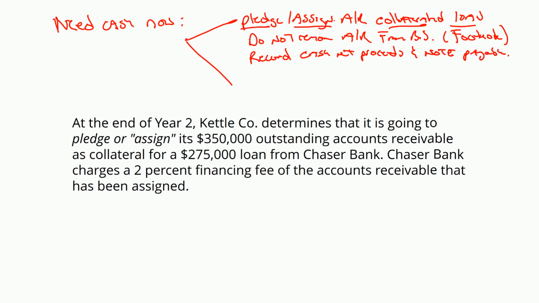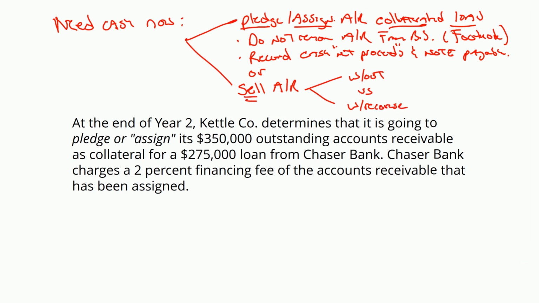So when you pledge or assign accounts receivable, it's a collateralized loan. By pledging collateral, that reduces the cost of borrowing for the borrower. I'll show you the journal entry. Do not remove the accounts receivable from the balance sheet. It's a footnote only. Record the cash net proceeds on the loan, and I'll show you how to calculate the net proceeds as well as the note payable. Or we can record a sale. We can sell our accounts receivable, and we'll review that without recourse versus with recourse.